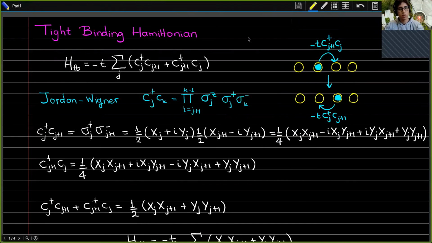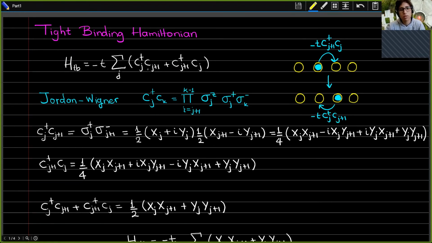Okay, so in this first part, we're going to be talking about the tight-binding Hamiltonian, which is the model we're going to be working with. It's going to describe a lattice which has some sites, and at each site we have two options. We can have a particle or no particle. If we have a particle, it can hop or jump to another site. That hopping is going to be only between nearest neighbors.